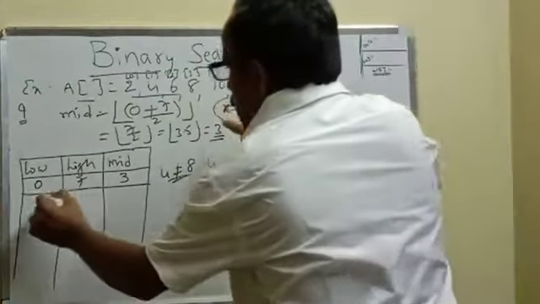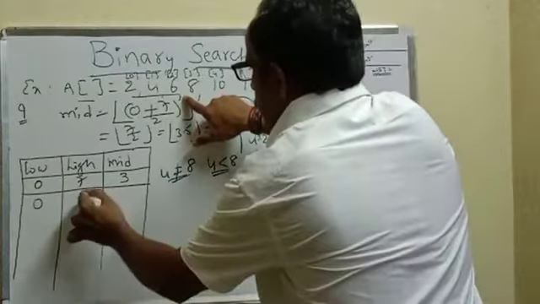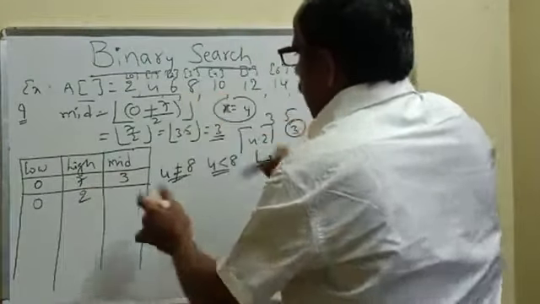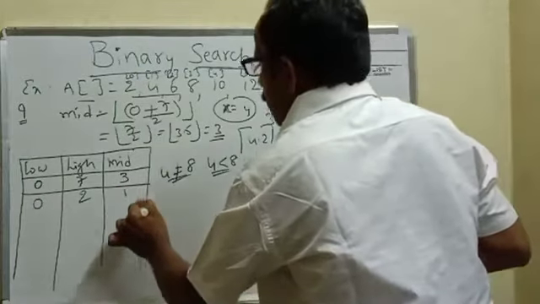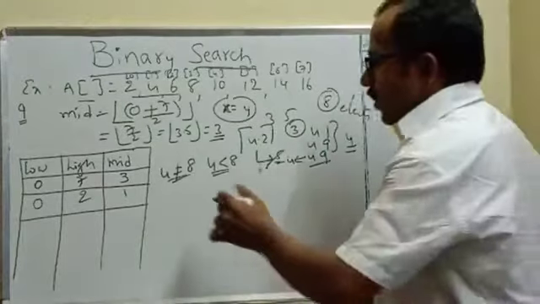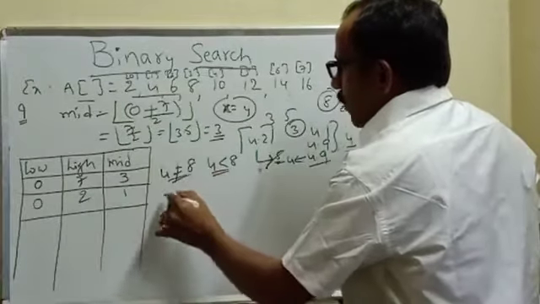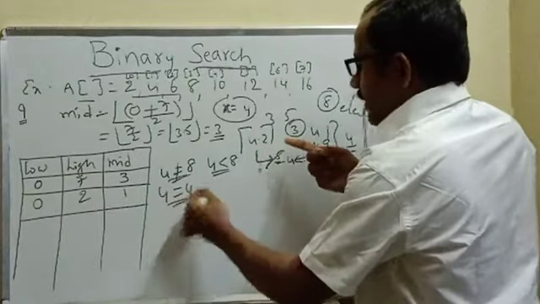Okay? So what is low now? Low is 0 only. What is high? 2, because mid minus 1. And what is mid? (0 plus 2) by 2. Mid is 1. Now, what is the element at the first location number? 4. What is the searching element? 4. Yes, search is successful.